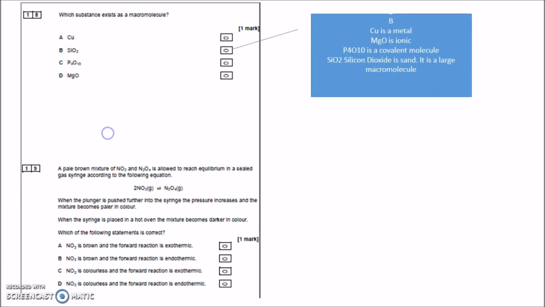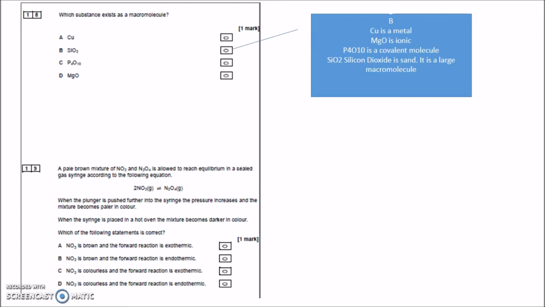MgO, well, magnesium's in group 2, oxygen's in group 6, so the magnesium donates its 2 electrons to the oxygen, and the Mg becomes 2 plus, the O becomes 2 minus. That's an ionic lattice. So with ionic bonding. So B is the answer.